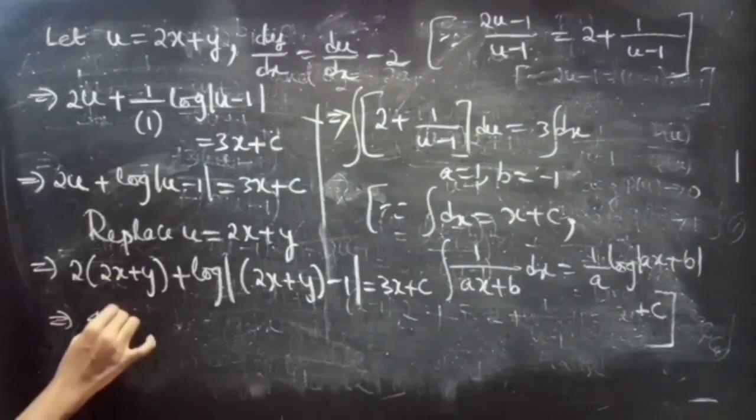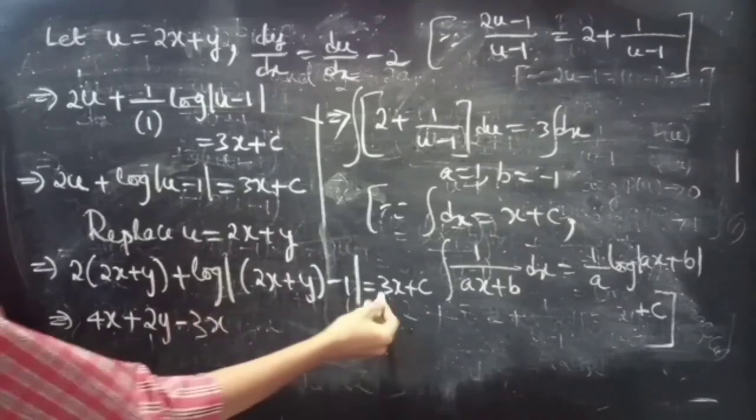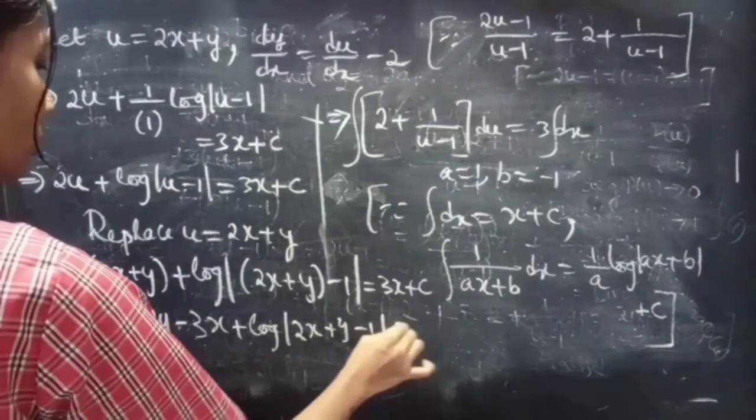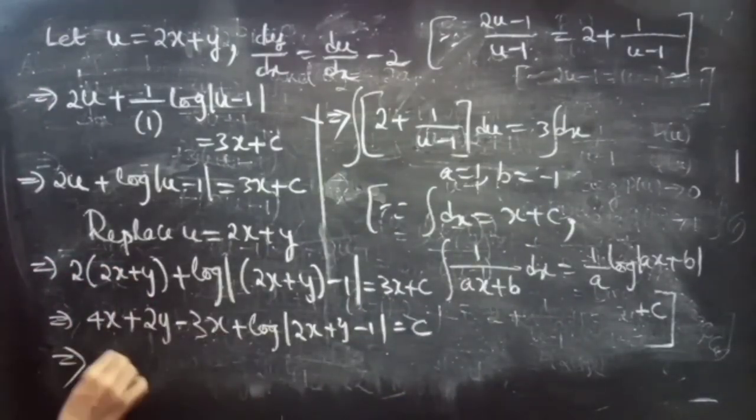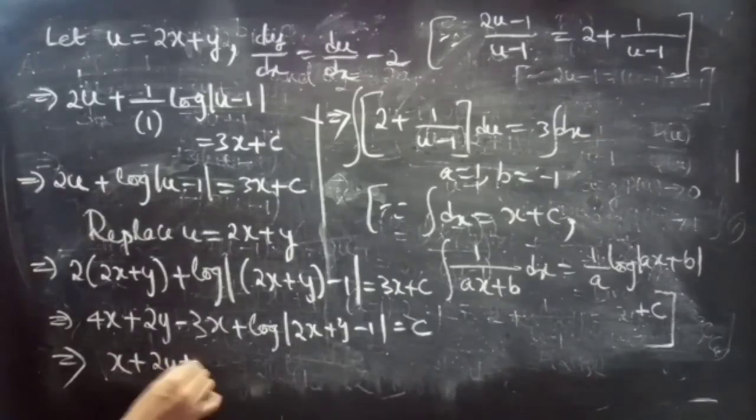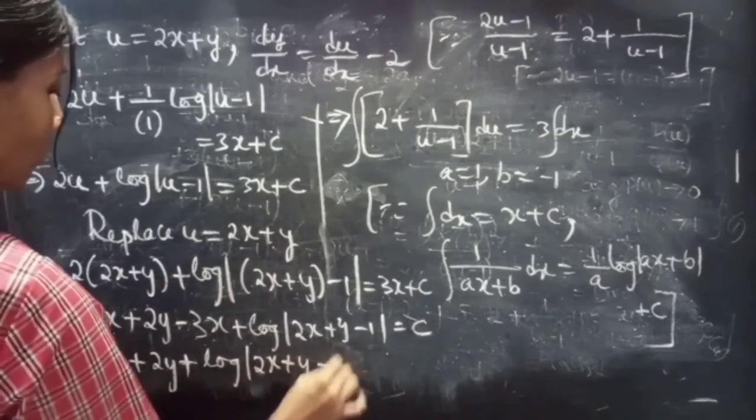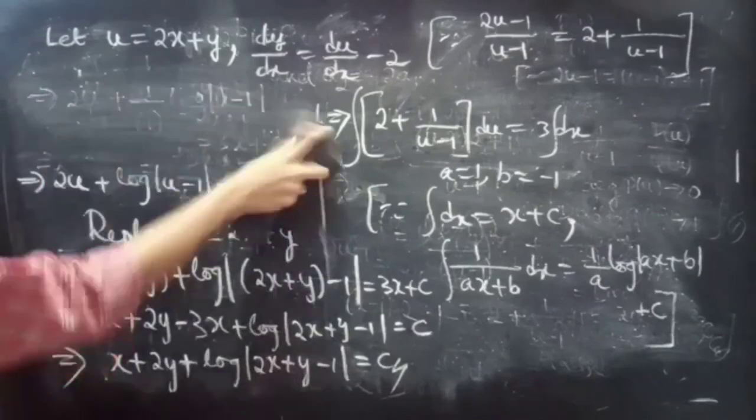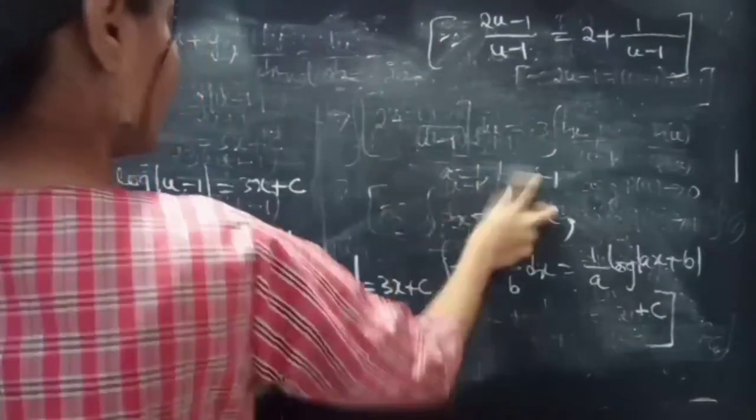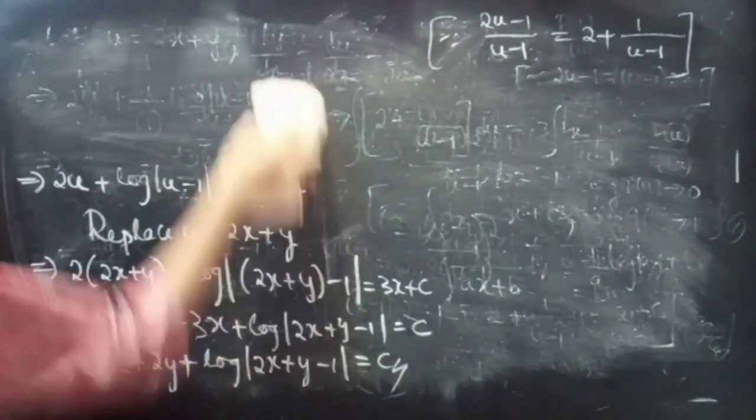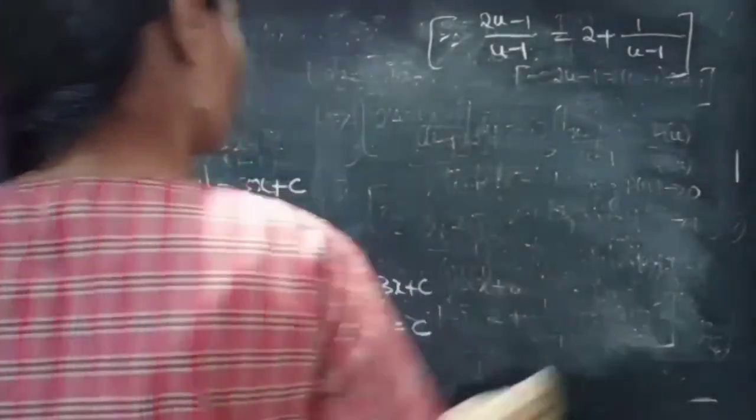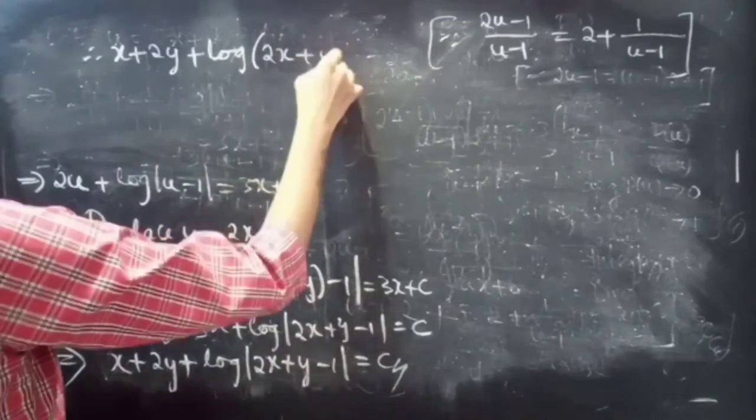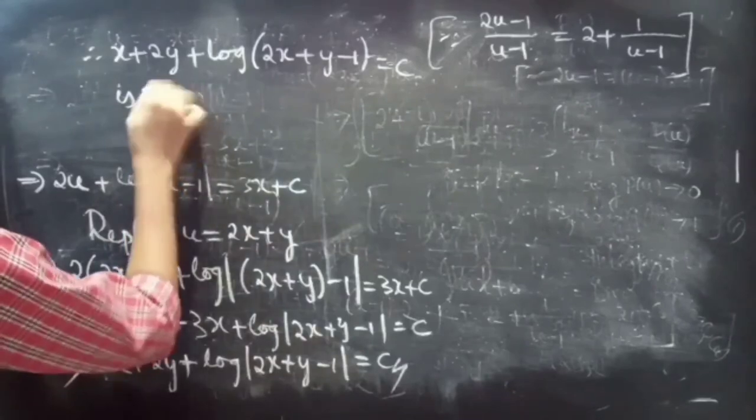Then 2 2s are 4, 4x plus 2y minus 3x. We'll take this 3x to the LHS. It becomes minus 3x plus log mod 2x plus y minus 1 equals c. Then 4x minus 3x is x, plus 2y plus log mod 2x plus y minus 1 equals c, which is the required solution. Therefore, x plus 2y plus log mod 2x plus y minus 1 equals c is the required general solution.